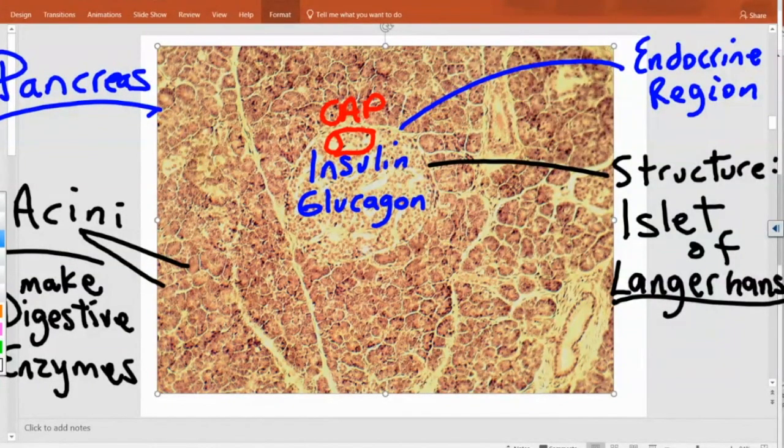I might point to this and ask a lot of different questions. One question would be, name a hormone produced here, and what's your best answer? Why is insulin the best answer? Because it's easier to spell.